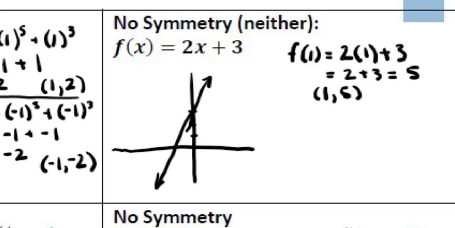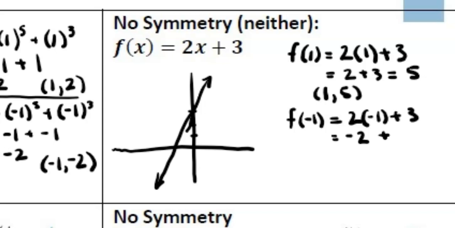And then if I put in f of -1, I get 2 times -1 plus 3, and 2 times -1 would be -2 plus 3, and that would give us 1. And so that'd be the point (-1, 1). And this is a case where we have neither symmetry about the y-axis or about the origin. This is neither, so it has no symmetry.